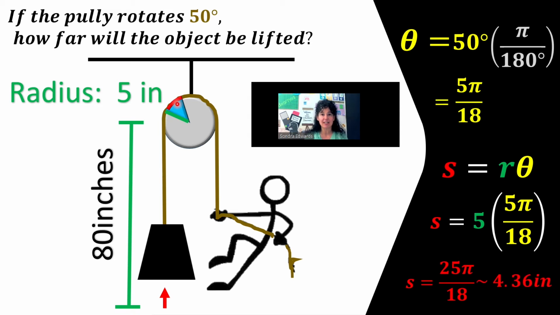4.36 inches. So picture that one more time. You're rotating that 50 degrees. And so as that pulls across, that arc length is equivalent to how far it comes off the ground.